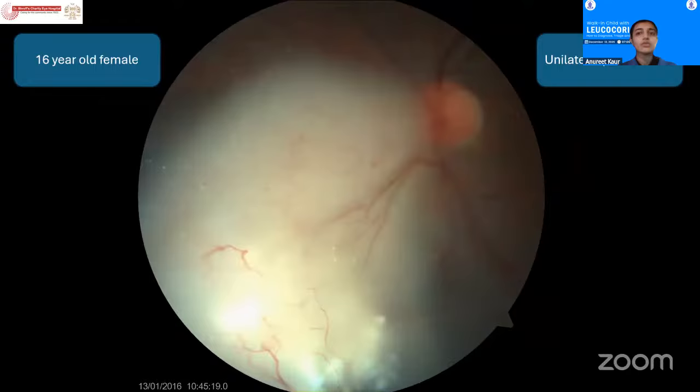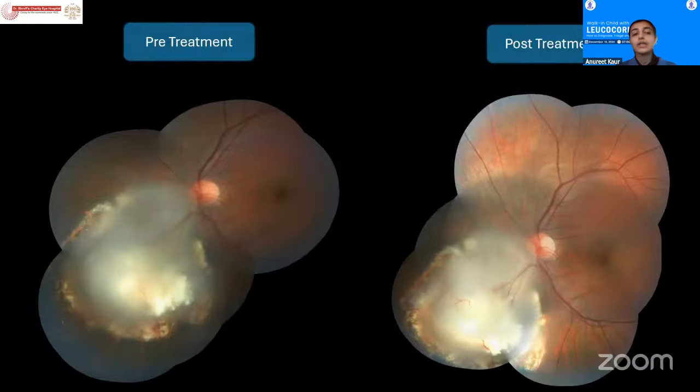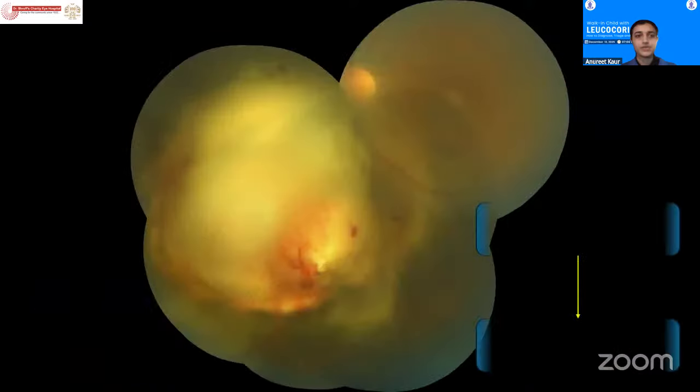Now coming to scenario number 2, where a 16-year-old female came to us with unilateral diminution of vision. By looking at the picture, we made a differential diagnosis of either adult-onset retinoblastoma or a reactivated retinocytoma. We gave her intravenous chemotherapy and we did plaque radiotherapy. But pre and post treatment pictures look similar. So there was not much response to the treatment.